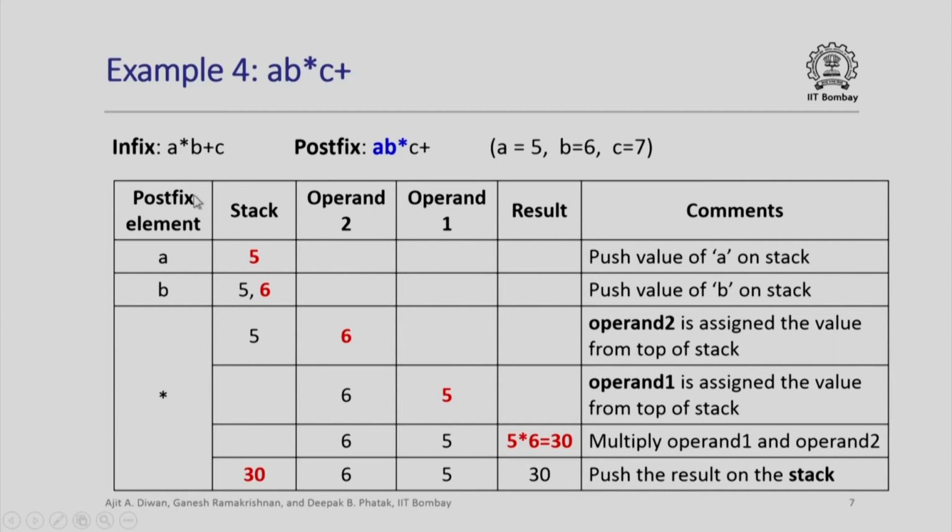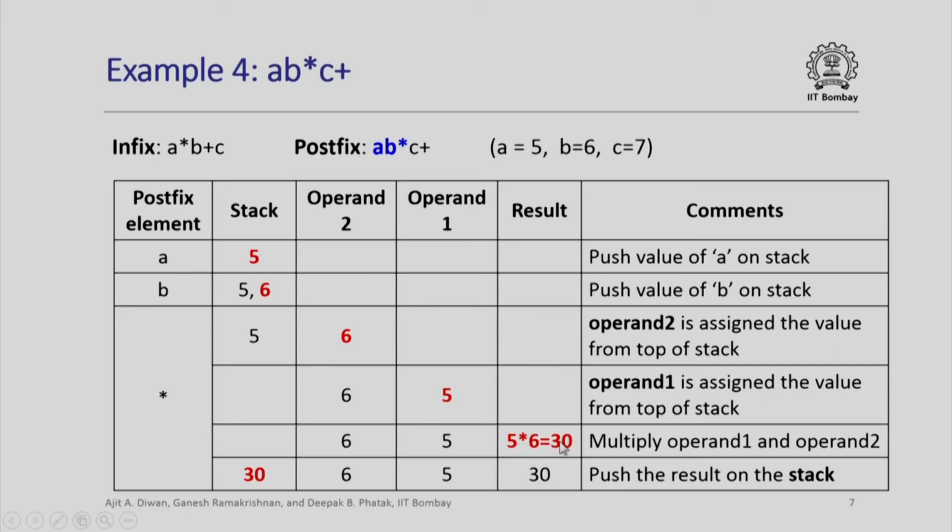Here is another example, A star B plus C in infix notation, which becomes in postfix AB star C plus. Again we assume the same values. Here as we encounter A and B, we will push 5 and 6 onto the stack. Then we encounter star. Like we saw before, this operation is to be performed on the two operands on the stack. They will go respectively to operand 2 and operand 1, and this operation will be performed resulting in a value 30.